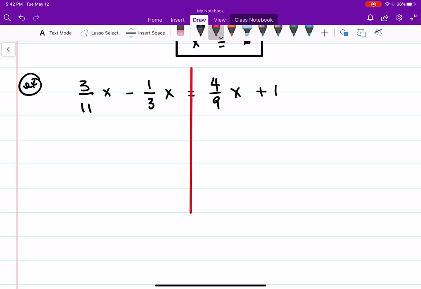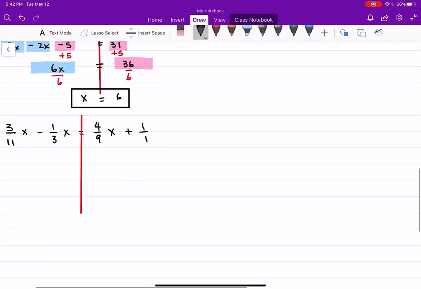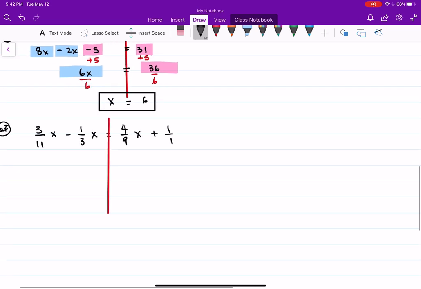So here's what you can do. You can make this one a 1 over 1. Make it a fraction too, right? If there's 3 fractions, might as well make a fourth. What I want to do is make all the denominators the same for all 4. So we're going to do a sidebar here. It's 11, 3, 9, and 1 are my denominators.